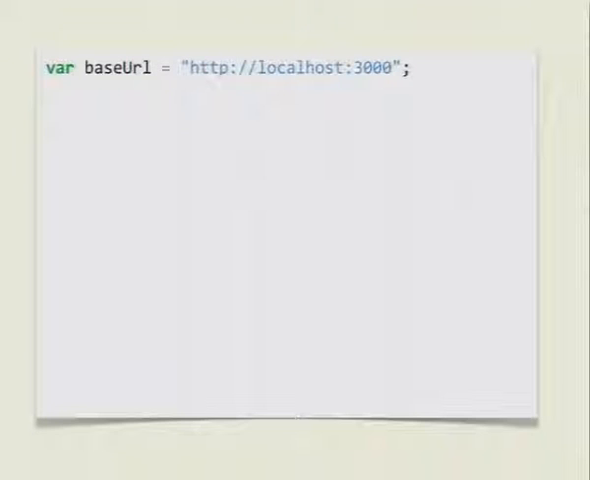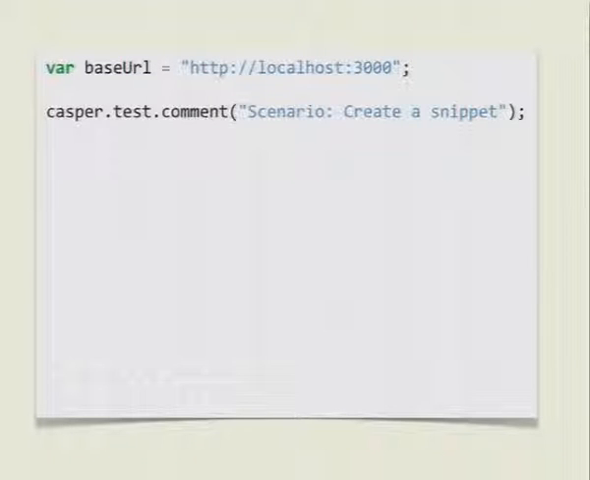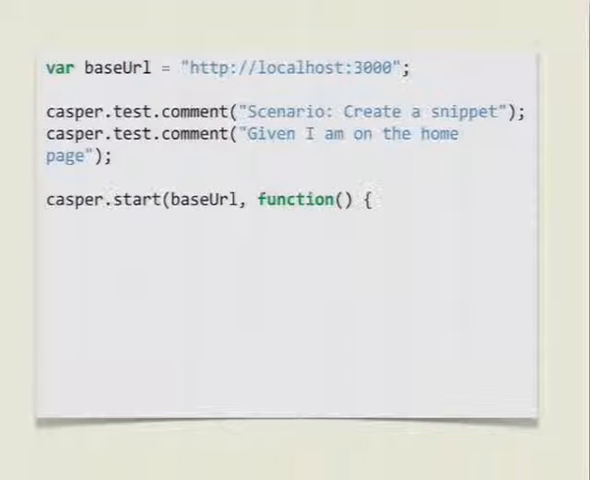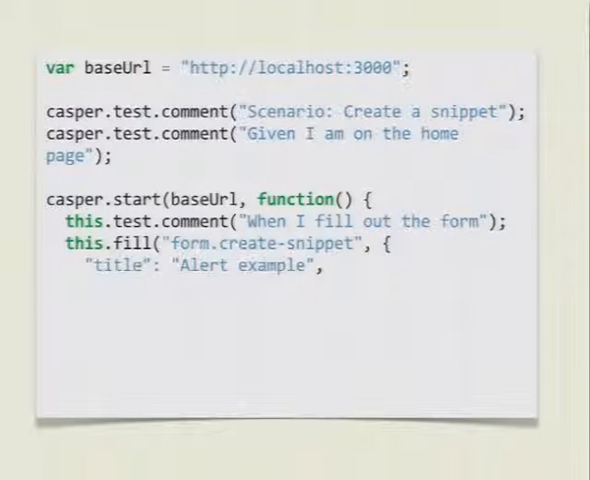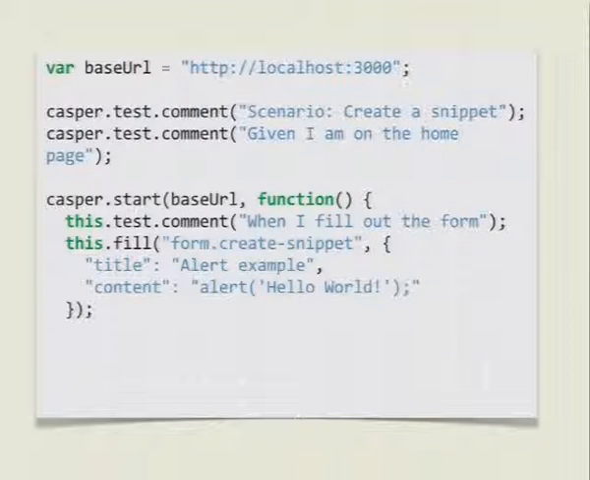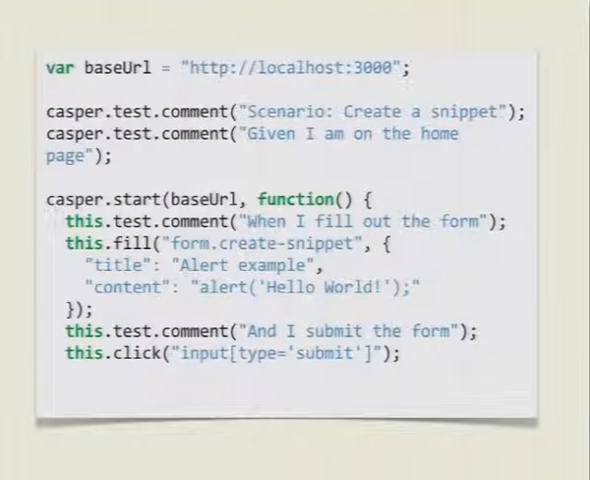So as an example of what a Casper test might look like, I'll just jump through these. So we can put in comments, that's very handy. But really it all starts with the start method. So start really just loads the URL into the Phantom browser, and then you provide a callback to specify some actions that you would like to take when that load is completed. And in this case, we're going to fill out a form. So you can provide the values for the form fields, and then we can submit that form by using a click event.